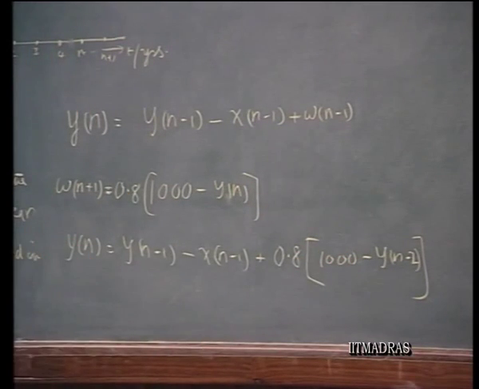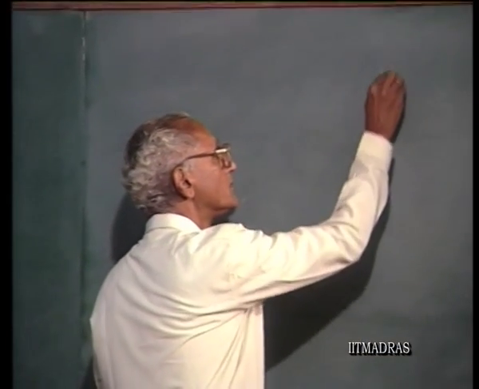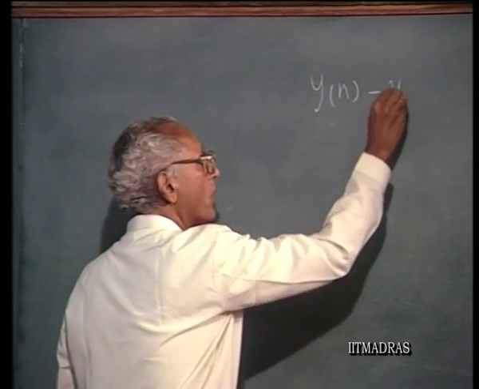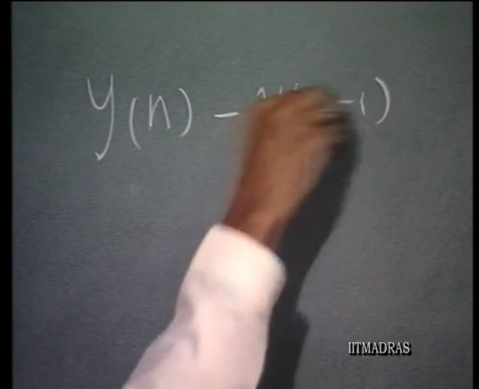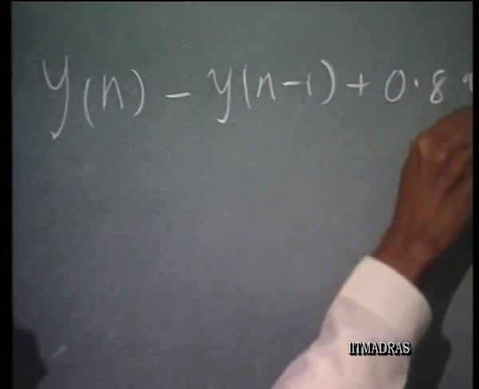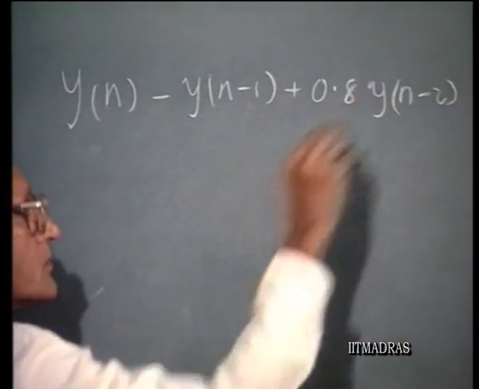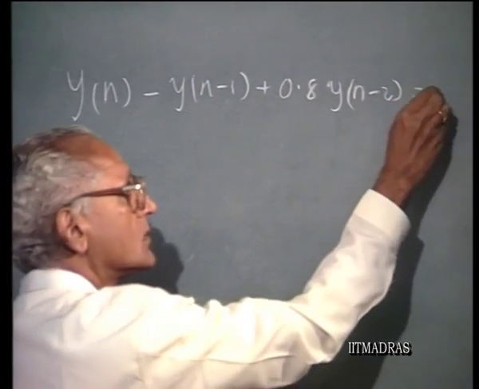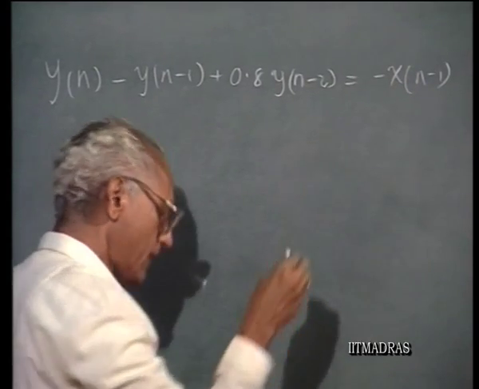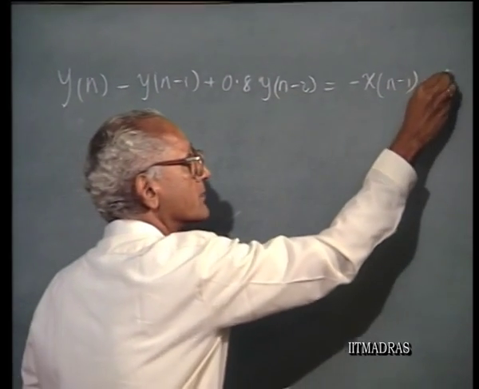So if you substitute all this, you have now an equation. The previous equation then leads to yn minus yn minus 1 plus 0.8 yn minus 2 equals minus xn minus 1 plus 800.